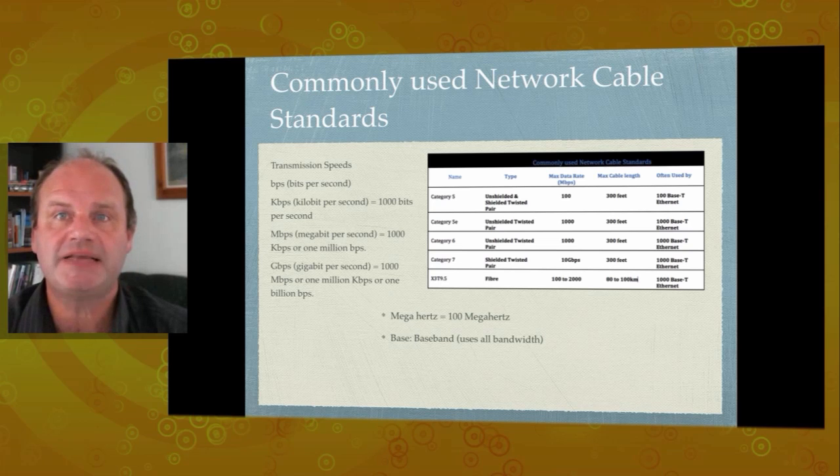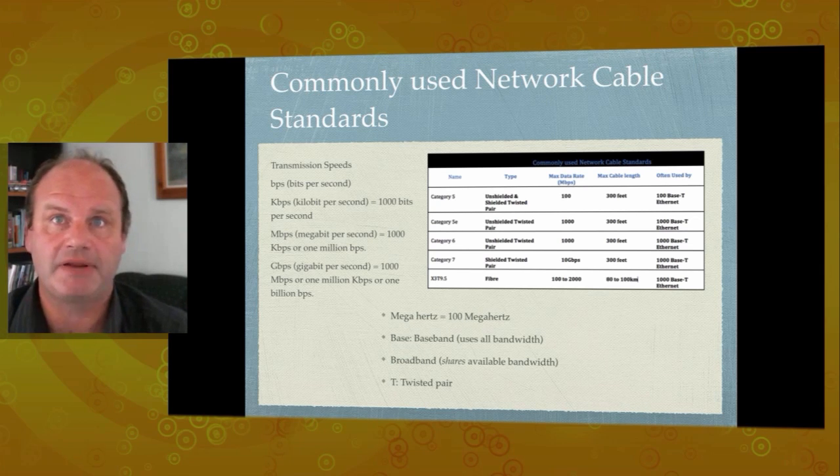Base means baseband. Baseband means that when a computer is transmitting, it uses all the available bandwidth. Broadband will share the bandwidth available. The T means twisted pair.